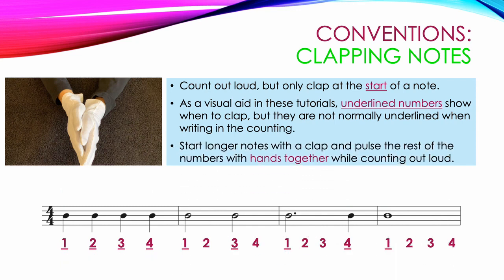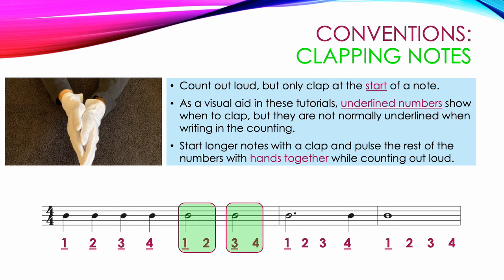We're going to start longer notes with a clap and pulse the rest of the numbers with your hands together while you count out loud. So counts 1 and 2 here, you would clap on count 1, keep your hands together, and then say 2. On this half note, you would clap on count 3, keep your hands together, and say 4.